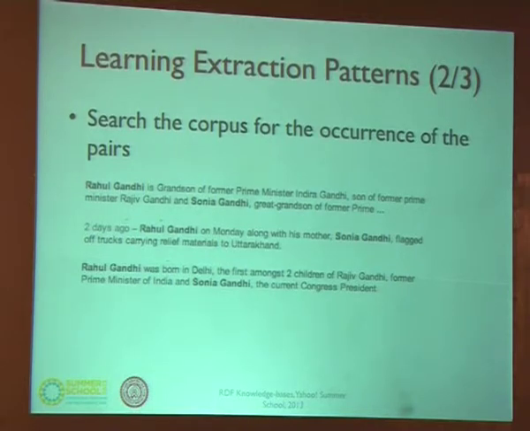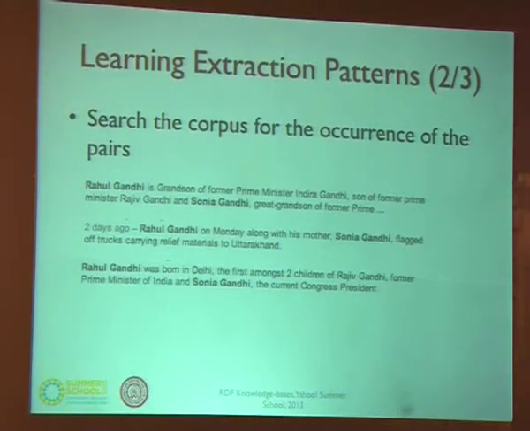So Rahul Gandhi and Sonia Gandhi, I gave these as phrases, and here are some results. It says here Rahul Gandhi is grandson of former Prime Minister Indira Gandhi, son of former Prime Minister Rajiv Gandhi and Sonia Gandhi, etc. And then the second one says Rahul Gandhi on Monday along with his mother Sonia Gandhi, and so on. And the third one says Rahul Gandhi was born in Delhi, the first amongst two children of Rajiv Gandhi, former Prime Minister of India, and Sonia Gandhi. Okay, so just querying these pairs, it gave me a bunch of sentences like this.